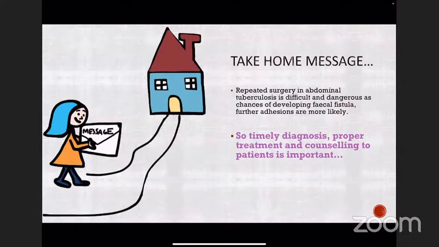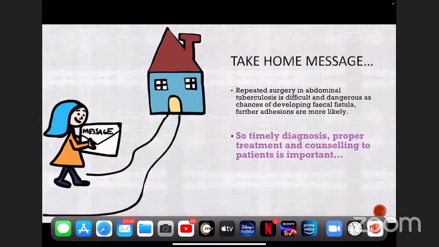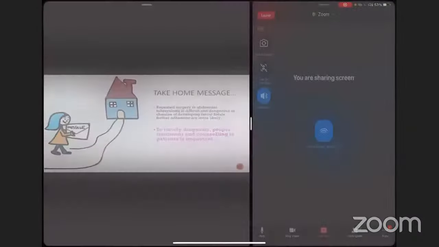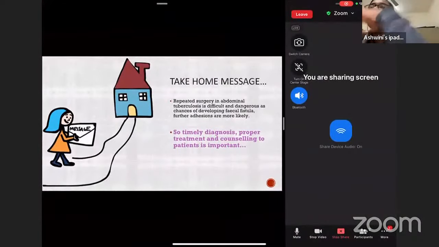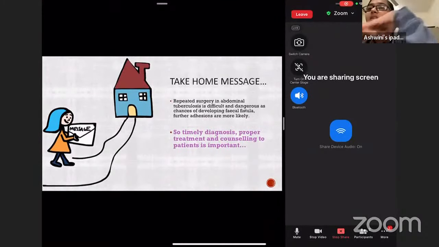Now to end this session, I'll give a take home message: repeated surgeries in abdominal tuberculosis are difficult and dangerous, as they can cause fecal fistula, further adhesions, and such complications are very common in these patients. So timely diagnosis, proper treatment, and counseling of the patient are most important. Counseling not just before the OT or before starting treatment, but before treatment, during and after operative intervention, and during follow-up also, to prevent the patient from getting into further complications.